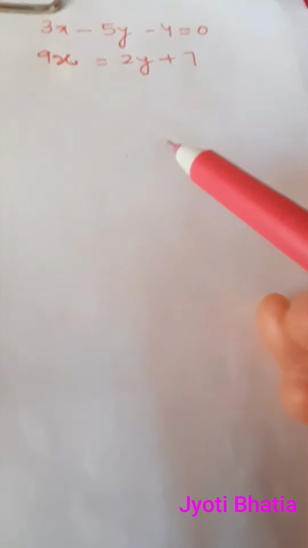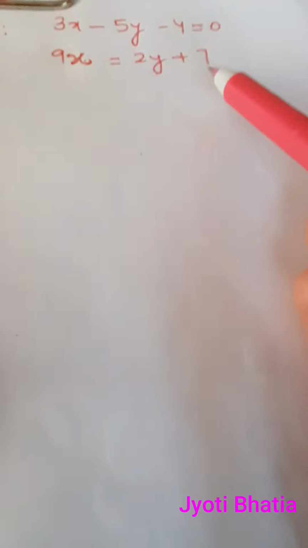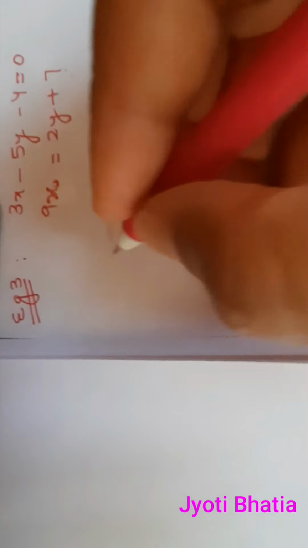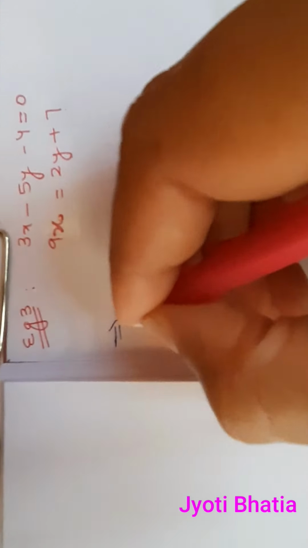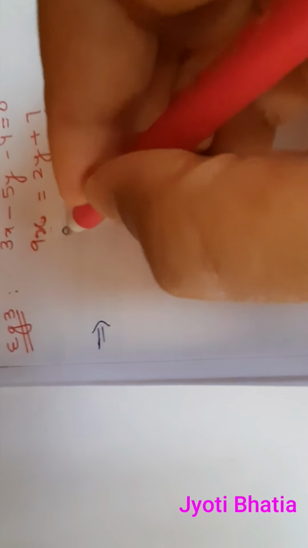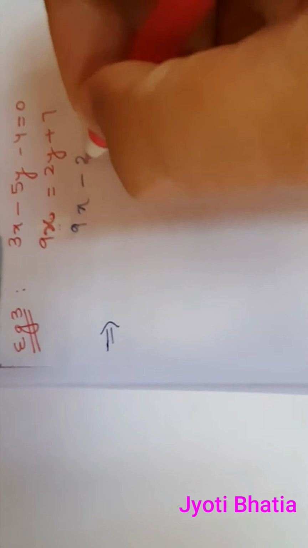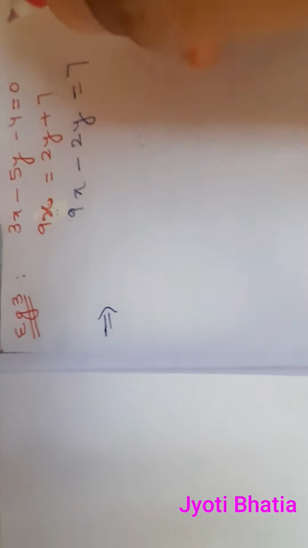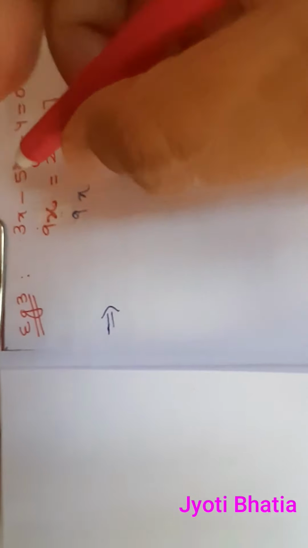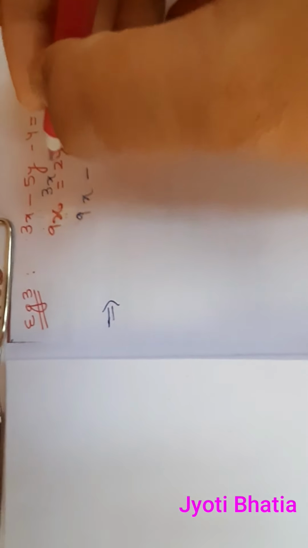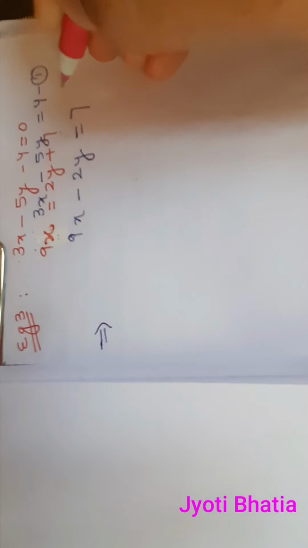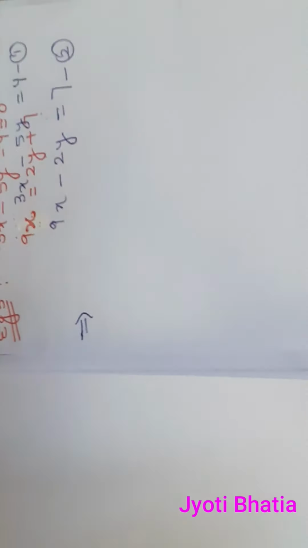Now let us take up the next example. Here you can see the equations are not in the standard form. We need to put this second equation in standard form. So this equation can be written as 9x minus 2y equals 7, and I am rewriting equation 1 as 3x minus 5y is equal to 4. So this is my equation 1 and this is my equation 2.